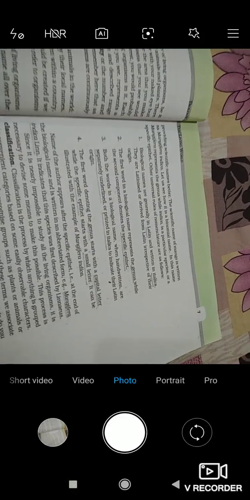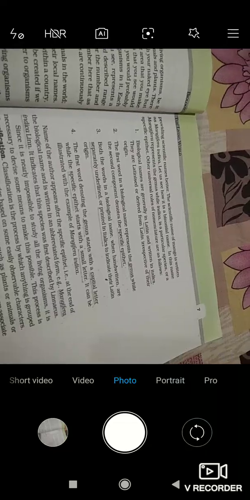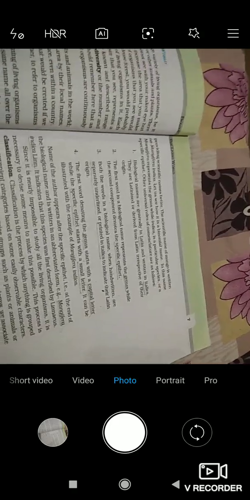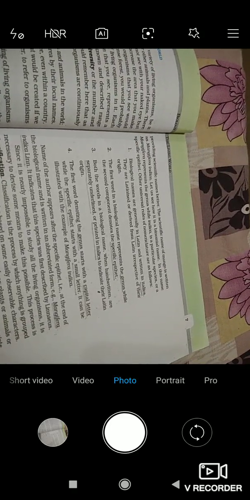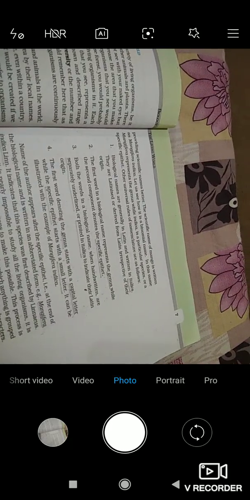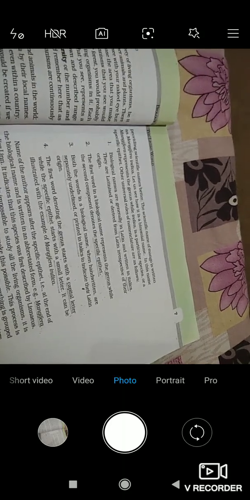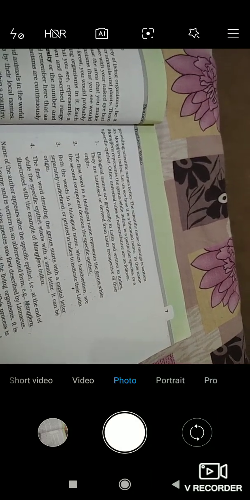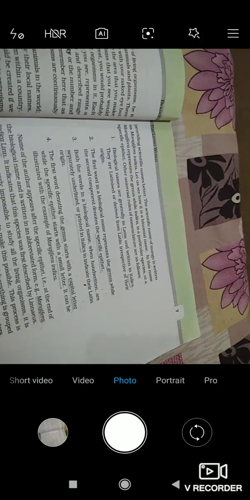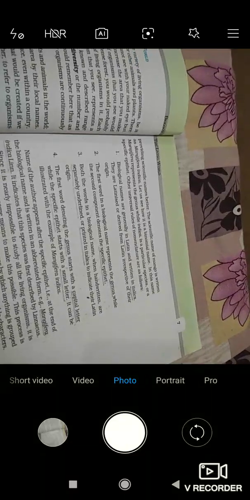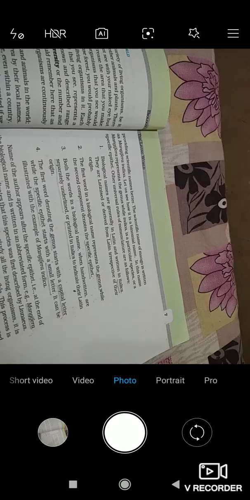Okay, so let's see the fourth point, what it is telling. The first word denoting the genus starts with a capital letter, while the specific epithet starts with a small letter. So you have seen, guys, that the scientific name has two words, the first word and the second word. In the first word, the first letter is written in capital letter, and in the second word the first letter is written in small letter. So this is the rule to write the scientific name of an organism in Latin language.